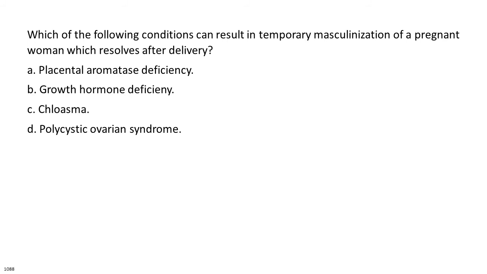Which of the following conditions can result in temporary masculinization of a pregnant woman which resolves after delivery? A. Placental aromatase deficiency. B. Growth hormone deficiency. C. Melasma. D. Polycystic ovarian syndrome.